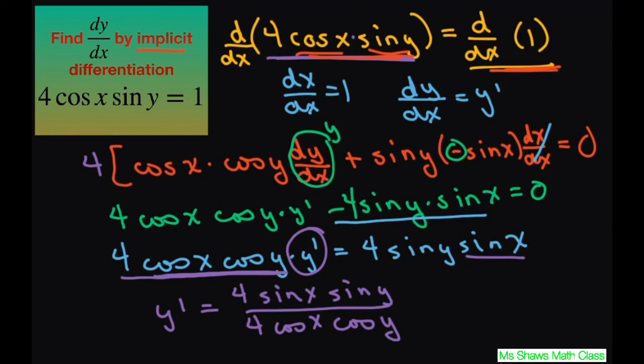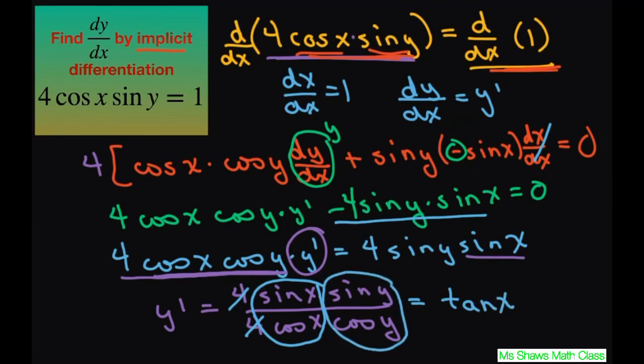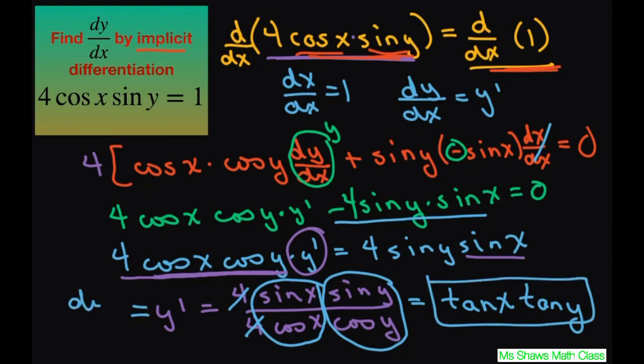Now that we have that, the 4's cancel, and sine of x divided by cosine of x is tan of x, and sine of y divided by cosine of y is equal to tan of y. So this is your final answer, and this was the same as our derivative of y with respect to x.